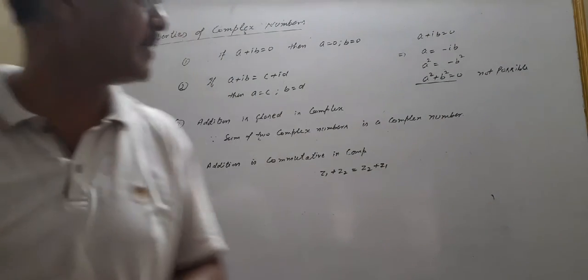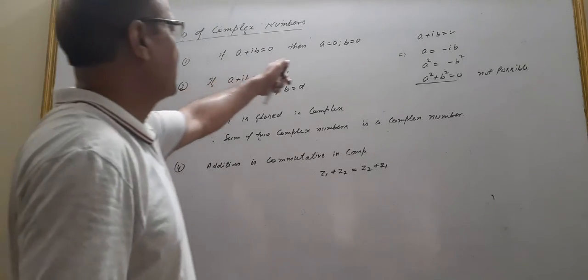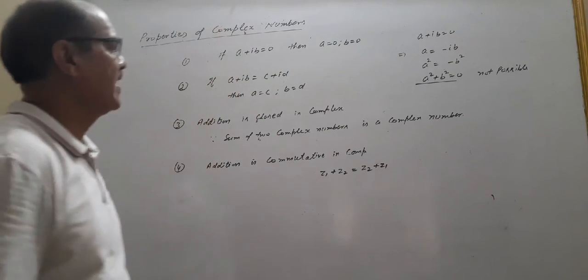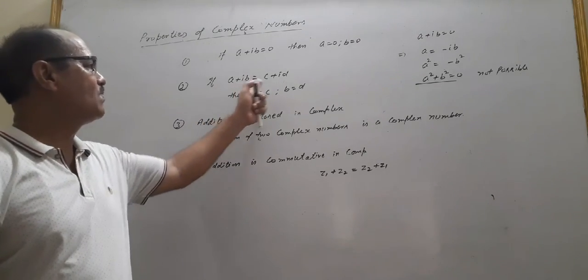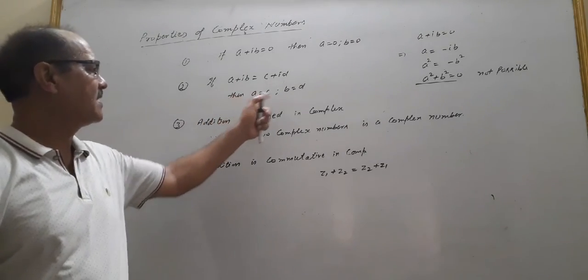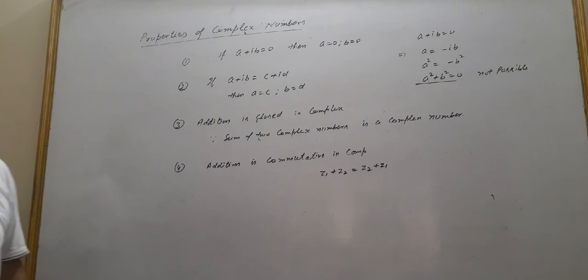So you remember them. That is, if a plus iota b is 0, then a is equal to 0 and b is 0. Similarly, if two complex numbers are equal, then the real and imaginary parts must be equal.